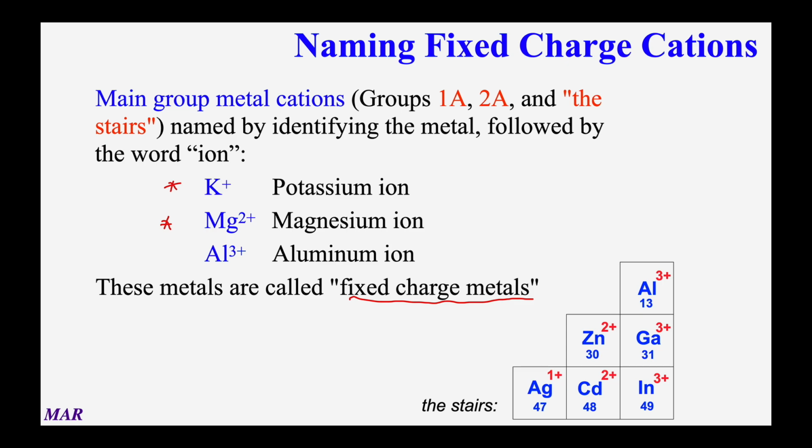And there is also this thing down here called the stairs. Look on the periodic table, start at aluminum, and you can see that aluminum, gallium, and indium, that's a 3-step kind of thing. All of those are +3. And then you go down 1 to zinc. Zinc and cadmium are both +2. And silver down there is always +1. Why the fixed charge metals are important is they'll be really nice to know in bonding. And the stairs, those 6 right there, plus groups 1A and 2A, we know their charges all the time, which is really cool.